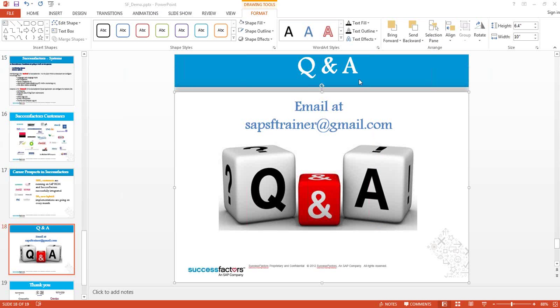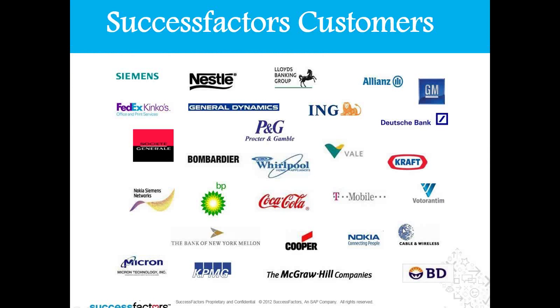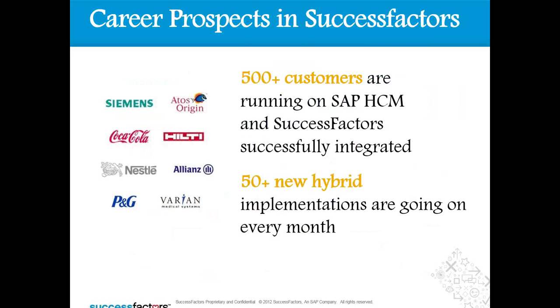Let us continue with our presentation. Yeah, we have seen the front end and back end systems. SuccessFactors has got many customers, more than 3,600 plus customers now. Of them, these are few of the customers like Siemens, Nestle, Allianz, ING, Deutsche Bank, PNG, then Whirlpool, Kraft, Koch, Cooper. All these are few of the customers.